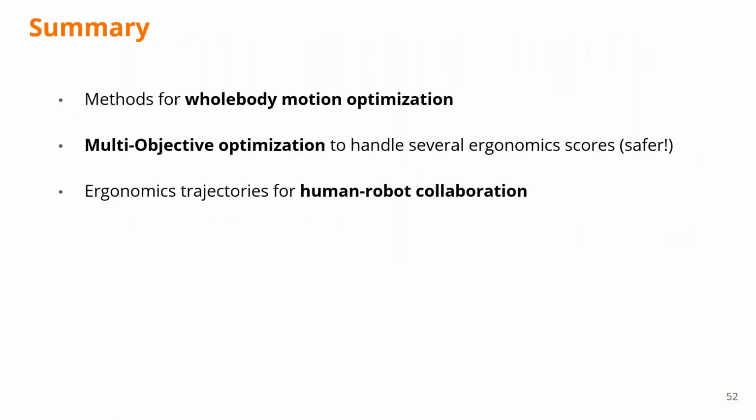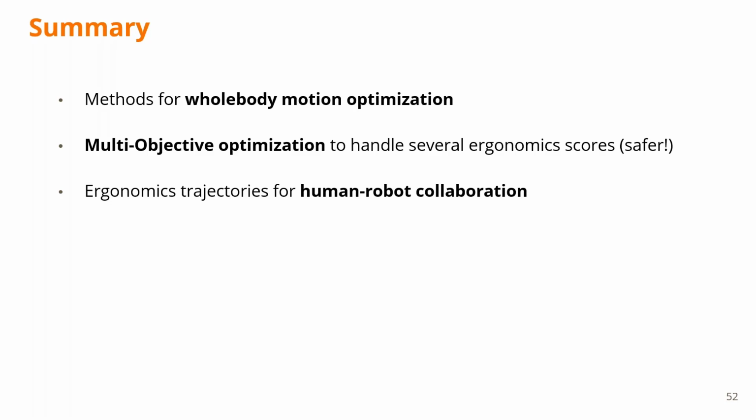In sum, those were methods for whole body motion optimization, where we can specify the activity requirements and the worker's body morphology. The optimal ergonomic motions are obtained using single and multiple objective optimizers. In particular, we showed that multiple objective optimization can produce motions that simultaneously minimize several ergonomics scores. Those ergonomic whole body trajectories could now be used as references for robot controllers.